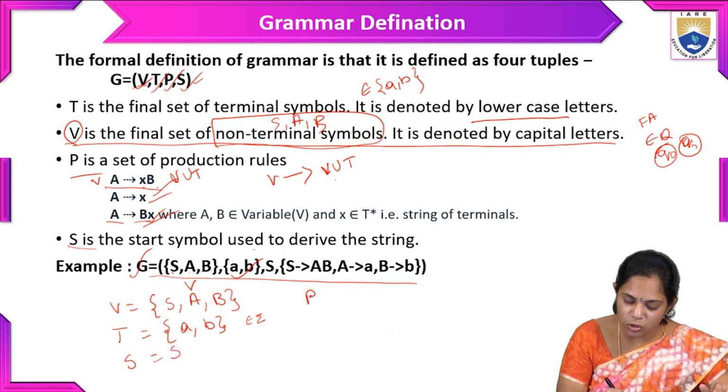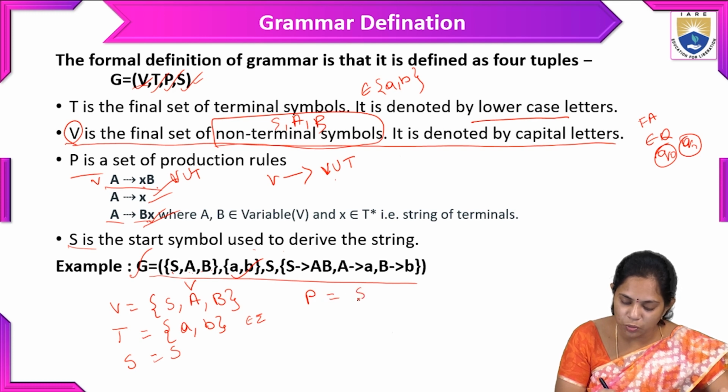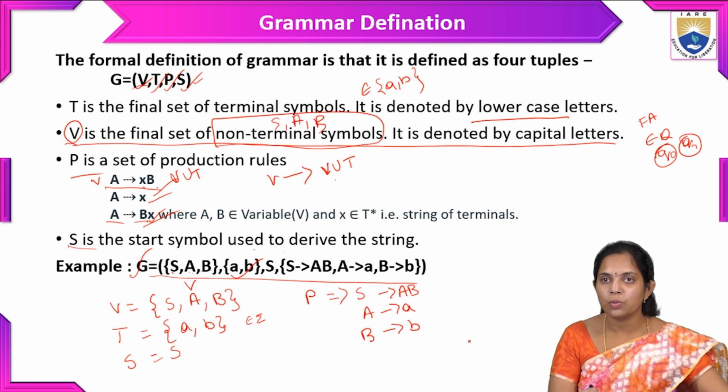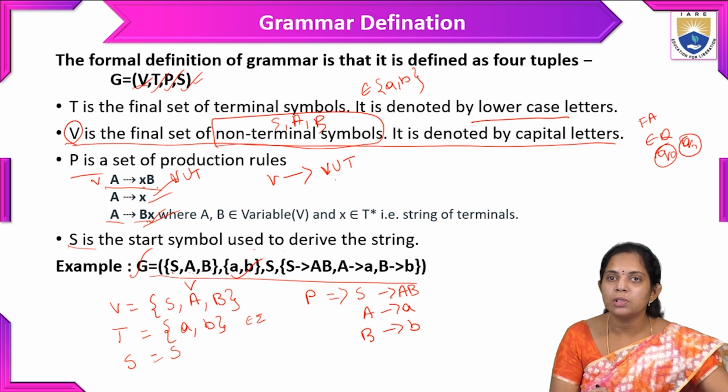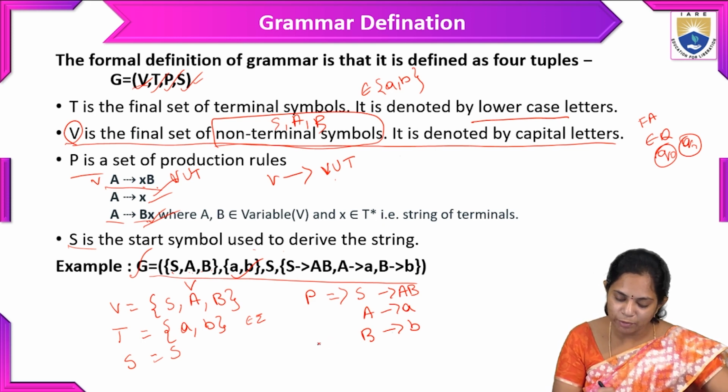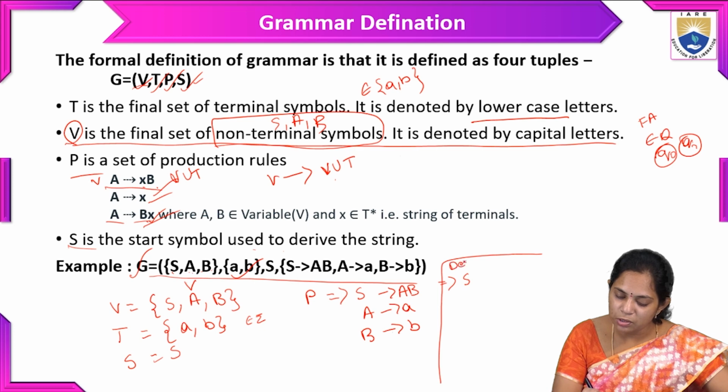And what are the production rules? Here we have the production rules: S tends to AB, A tends to a, and B tends to b. These are the production rules. By these production rules we can form strings, so we can form a language. This is about the derivation.